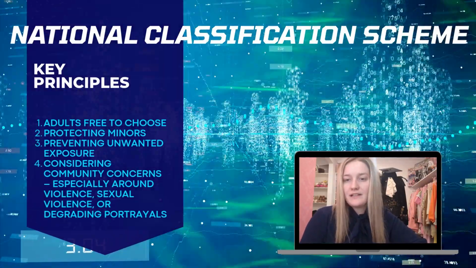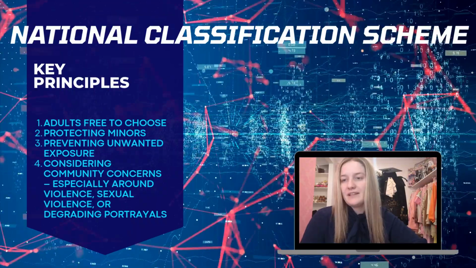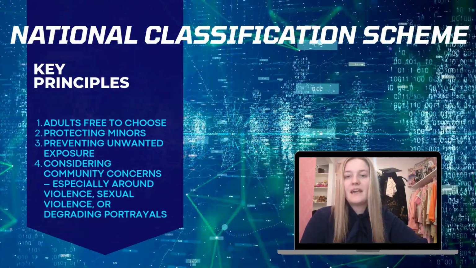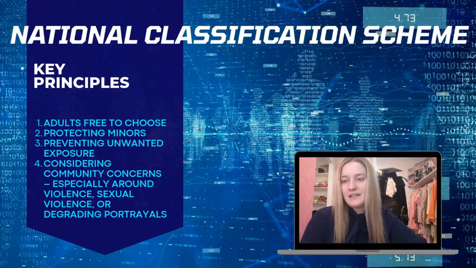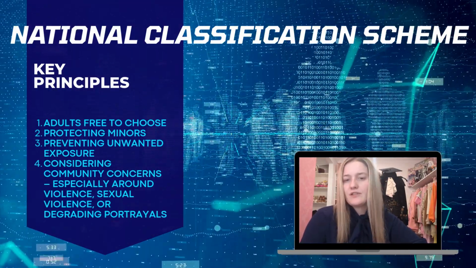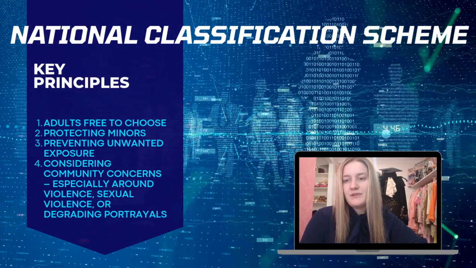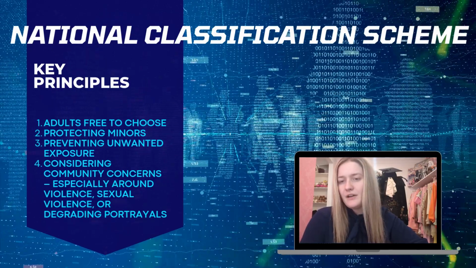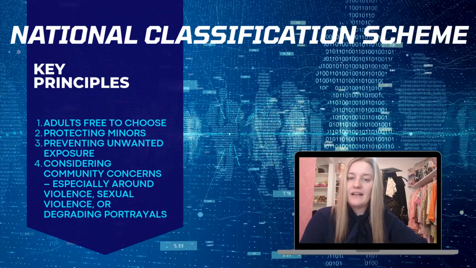Australia has a national classification scheme first set up in 1995 that applies to films, games, and publications. The big idea is to balance freedom of choice with community protection. In other words, adults should be able to watch what they want, kids should be shielded from harmful content, and no one should be forced to see offensive material by accident.